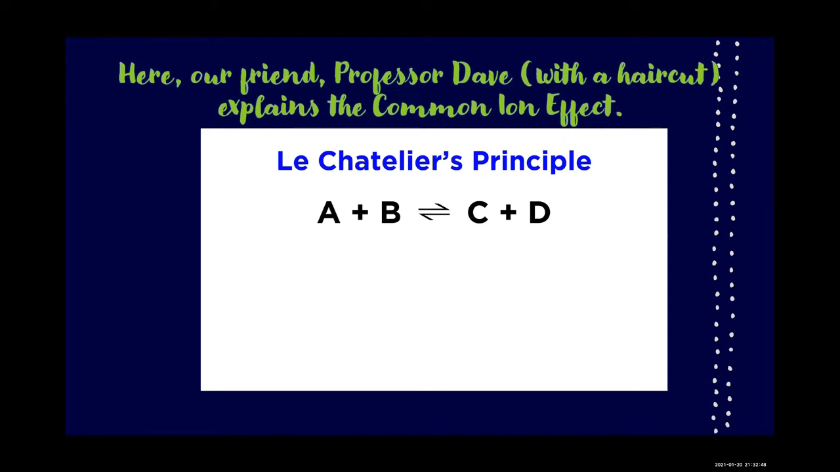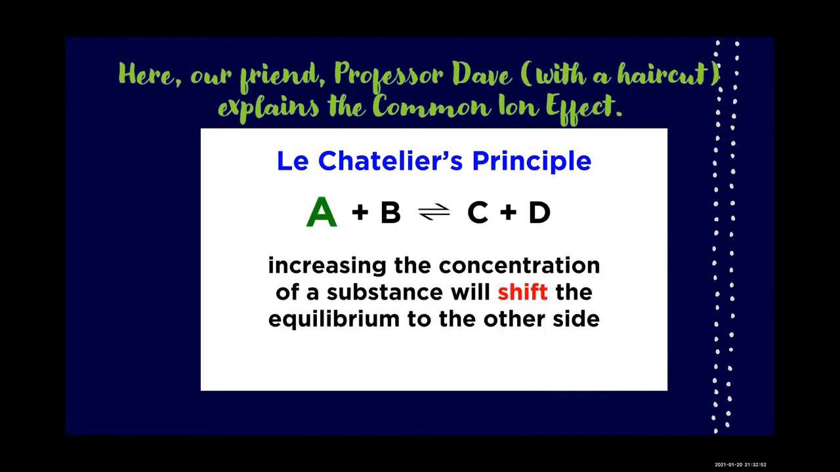Otherwise, we know that under this principle, which describes the behavior of equilibria, if we were to add an additional amount of one of the components in an equilibrium, the equilibrium would shift towards the other side, using up some of that additional component and creating more of the substances on the other side.